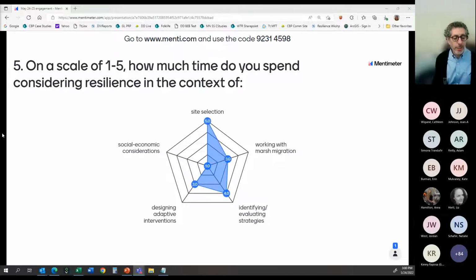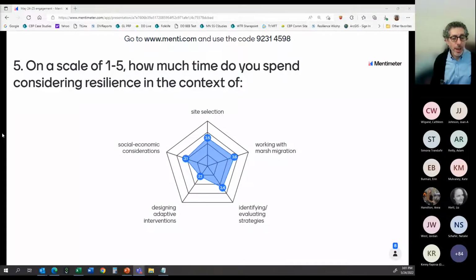The first pair of Mentis relates to your work. And so this is a really interesting one. It's a spider diagram, and each set of data, for example, site selection or designing adaptive interventions, has its own axis. And it takes the average of all of your inputs. So keep plugging them in. When you see the numbers getting close to 5, it means that that would be the highest level of involvement, time you're spending.